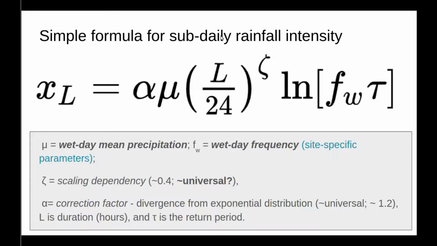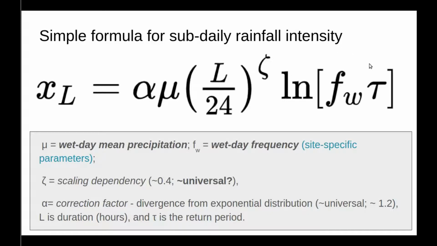And this is the formula, and basically it estimates the return level, XL, as an expression of the wet day mean frequency, which is mu here, and the wet day frequency here. And those two parameters can be estimated from daily rainfall records on any site. So these are site specific. And then it estimates it for each time dimension or time scale, L, and that's in hours. So it could be 1 hour, it could be 2 hours, it could be 6 hours or 24 hours for a day.